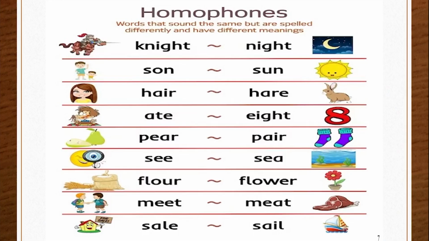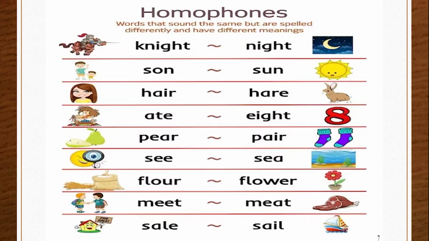Now let's see homophones, a small pictorial representation of homophones. Words that sound the same but are spelled differently and have different meanings. For example, knight. One knight is a knight who fights in the war. If you've seen period movies like Gladiator, you see knights, they do fight in an arena. Whereas night is one part of the day. When the day ends, we have the night.